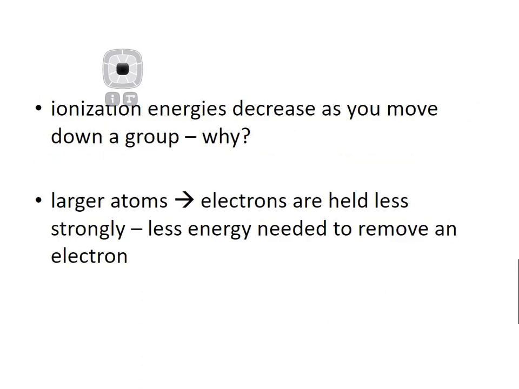So ionization energies will decrease as you move down a group, so that's like the lithium and the francium. Why, as you move down a group, do your ionization energies decrease? Right, they get larger energy levels, so their electrons are further away. Okay, it takes less energy to take that electron away. All right.